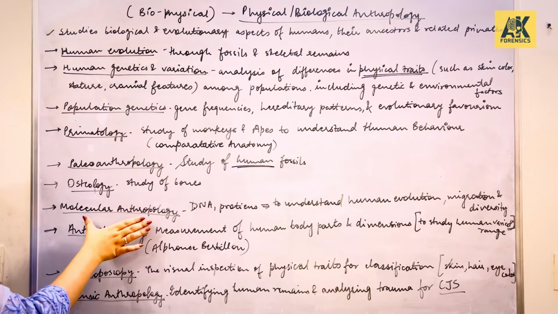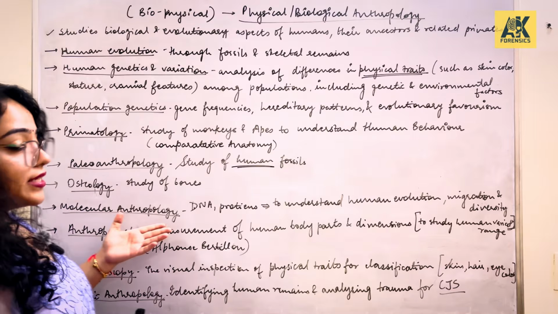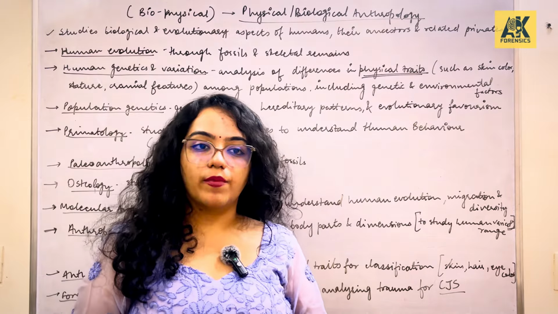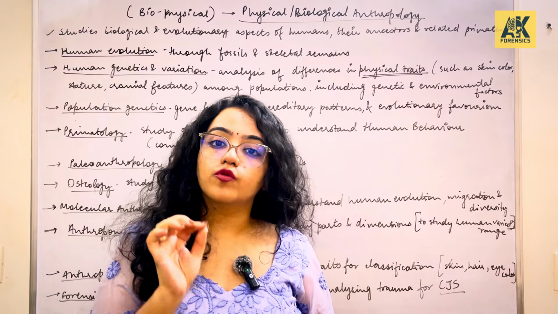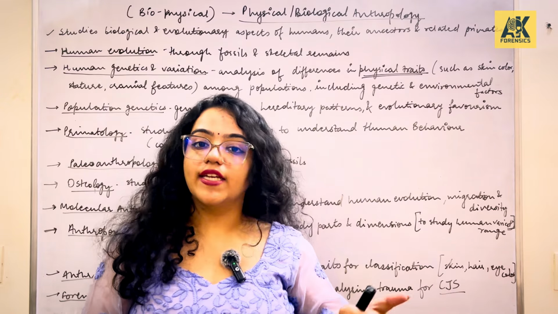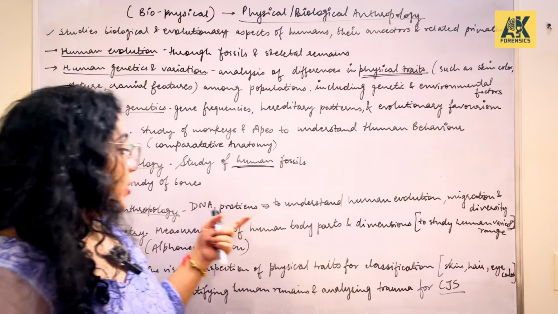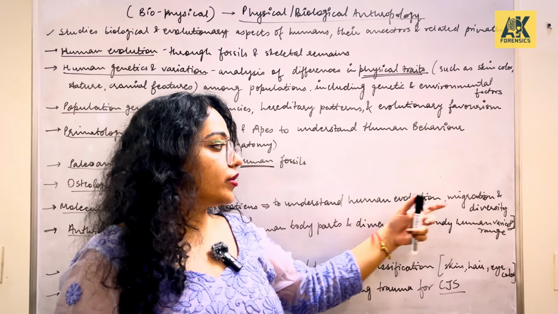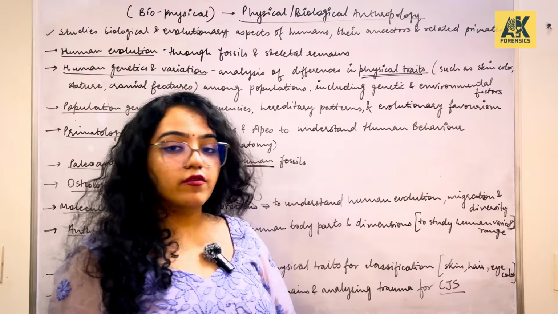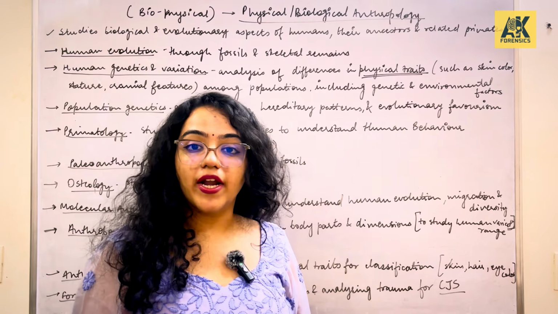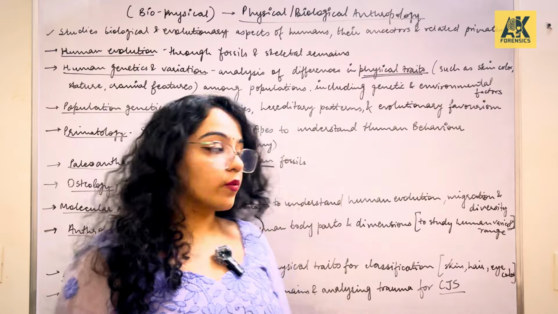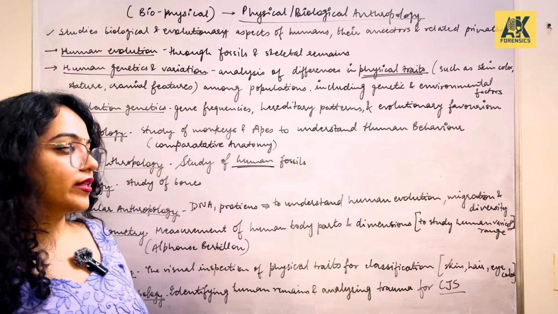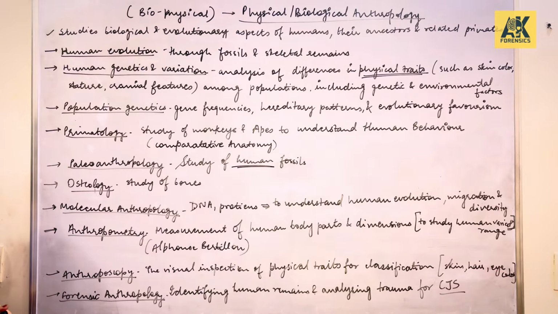Then comes this molecular anthropology. This is an emerging field actually. In molecular anthropology, what happens is with the help of the small molecules, which are the DNAs, proteins, right? With the help of these smaller molecules, human evolution, their migration, and their diversity is actually simplified, and it is actually understood with the help of DNA and proteins, with the help of micromolecules within the cell, right?